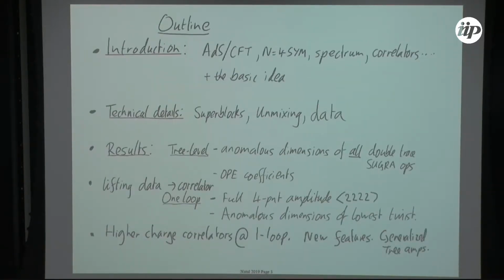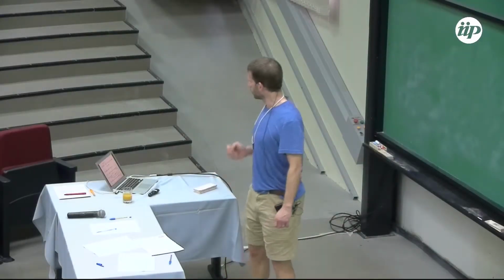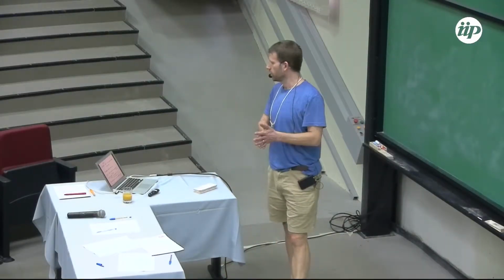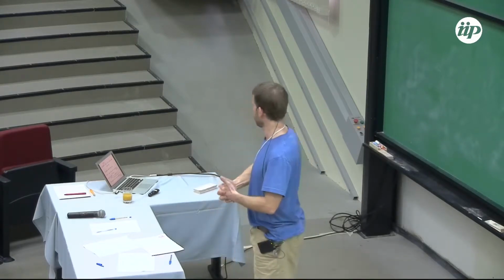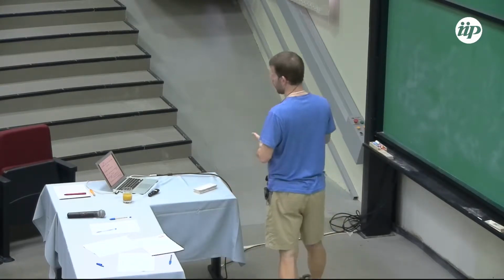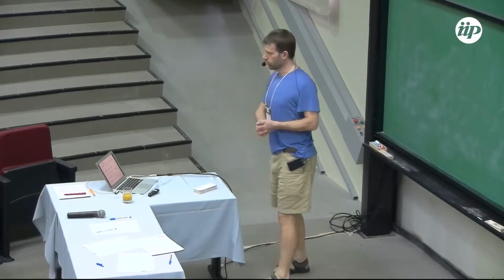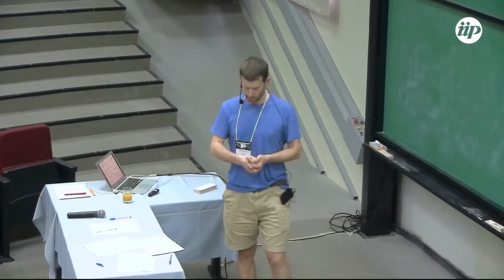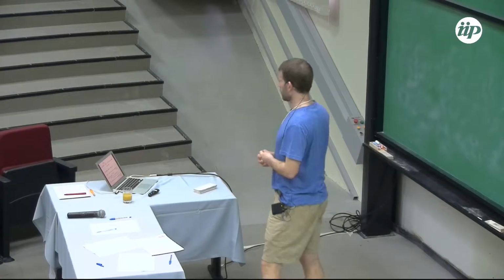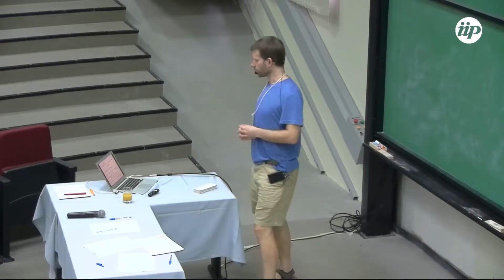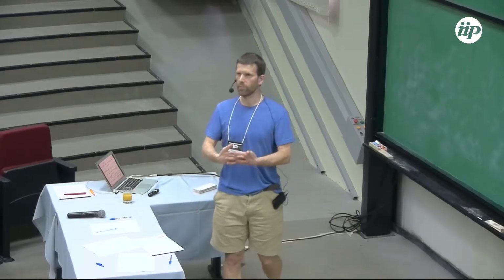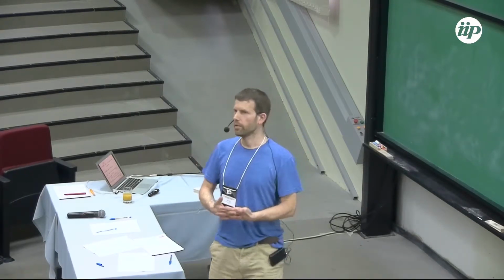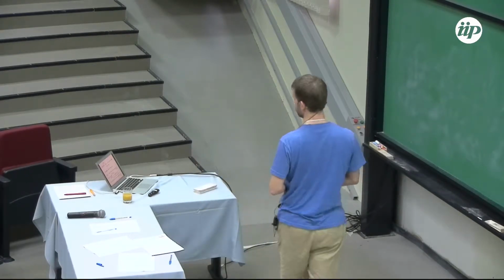Okay, so the outline is as follows. I'm going to start talking about AdS/CFT, N=4 Yang-Mills. I think in this audience I can skip over this quite quickly. The spectrum, which is of course a key aspect of this whole story, the spectrum at strong coupling, and then the correlators. I'll try and convey the basic idea, and then I'll go into the details.